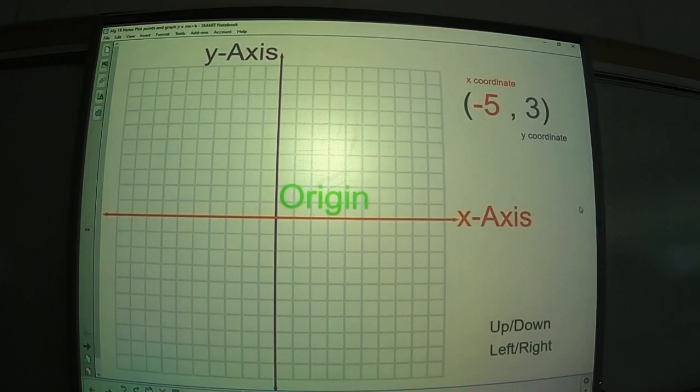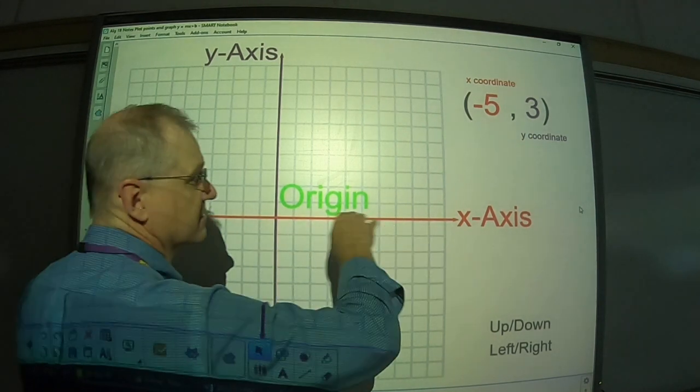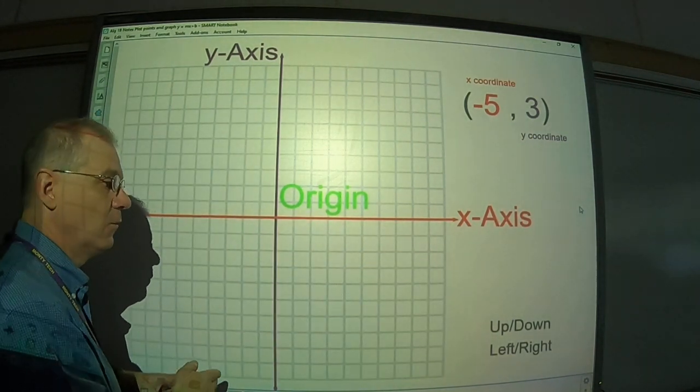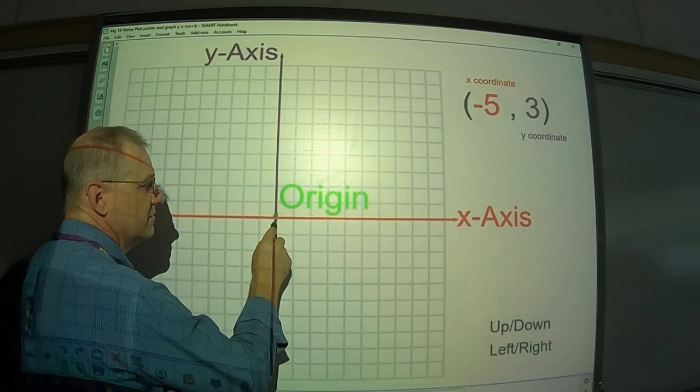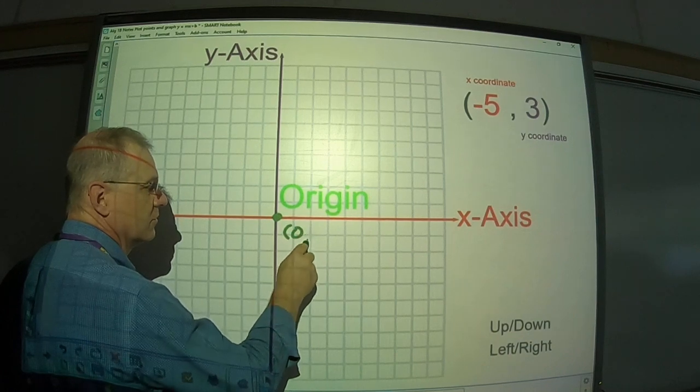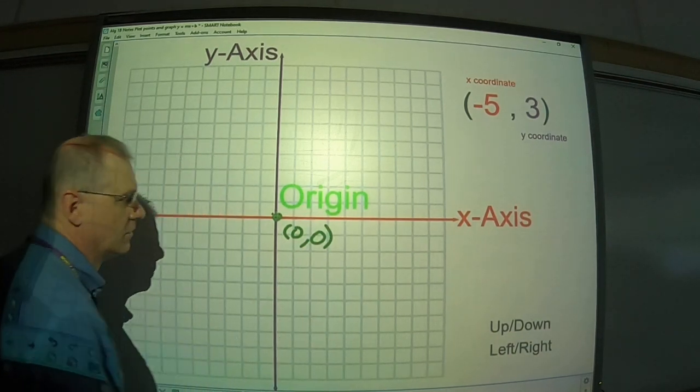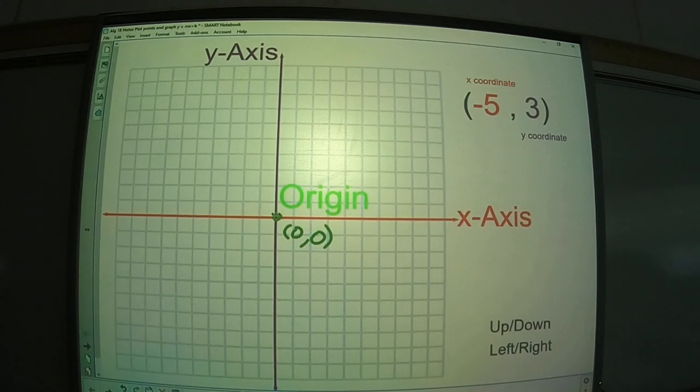All right, today we're going to talk about graphing, and one part of graphing is being able to plot points. So you first need to know what we're talking about when we talk about an x-axis and a y-axis. The x-axis is the left-right axis, and the y-axis is the up-down. The origin is the original starting point of 0, 0. So that's where we count from when we're counting to plot a point.